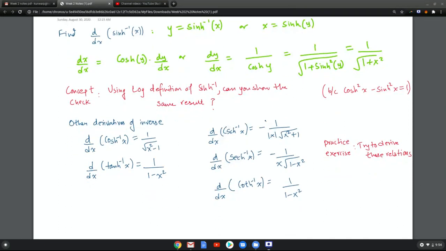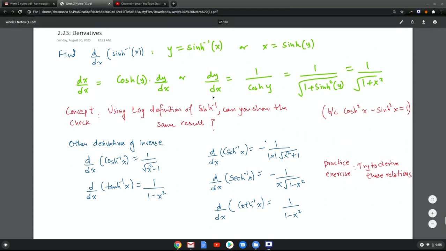The other derivatives of inverses are as follows. A practice exercise would be to try and derive these relations from scratch. You can either use the method I showed here, or you can use the log definitions in order to find the derivatives.